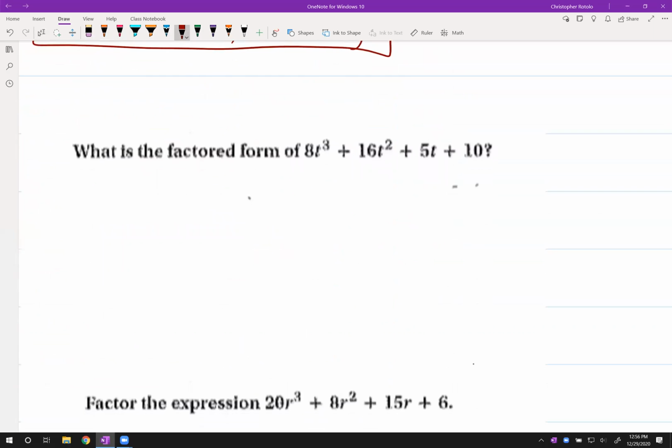Factored form, here we go. Let's do this again. First two, 8 and 16, that's an 8. T cubed and t squared. Let's go with t squared. So I got t plus 2. I need what? T plus 2.